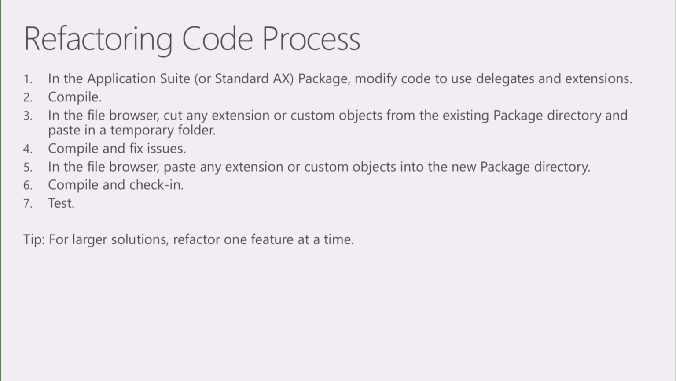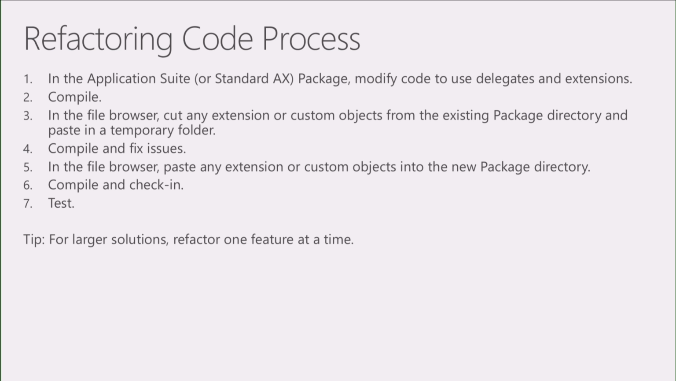Then all of the extended objects you have to remove, and today that's just through the file browser. You have to manually take the objects out. And at that point, you should be able to compile again. I say compile and fix issues because it's tough to get this perfect the first time. So you cut all the objects out and you compile, and that also lets the compiler know that those objects are gone. That's one of the reasons you have to compile at this point, so it knows it's no longer in the application suite.